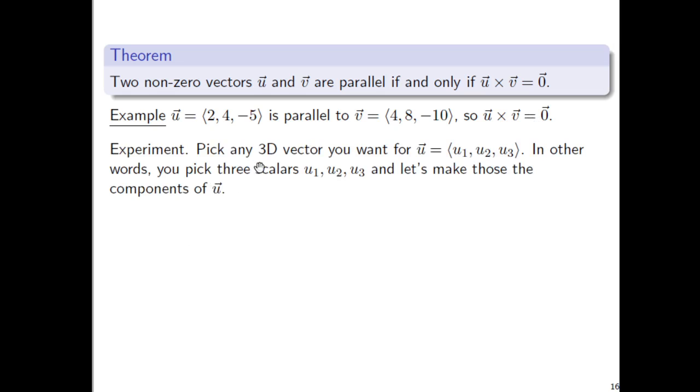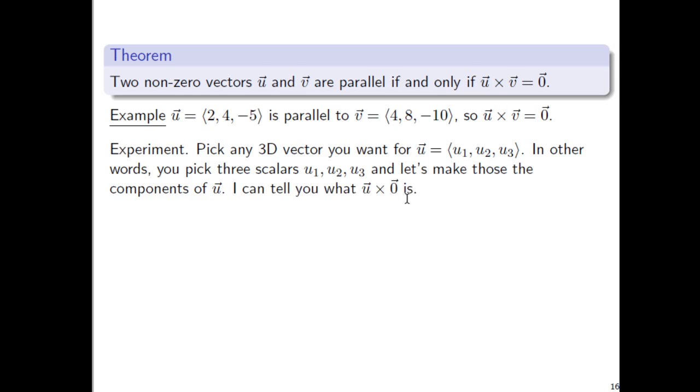As an experiment, I'd like you to pick any 3D vector you want. So pick an arbitrary 3D vector called u. In other words, you've needed to pick three numbers, which I don't know what they are, but let me call them u sub 1, u sub 2, and u sub 3. Those are the three scalars that you had picked, and those will become the components of a vector called u.